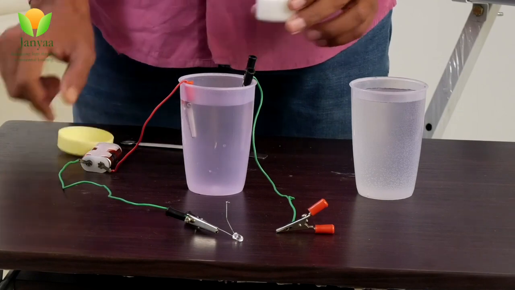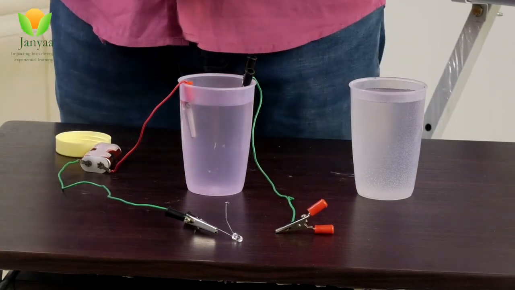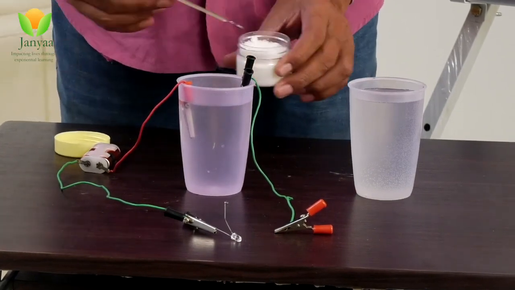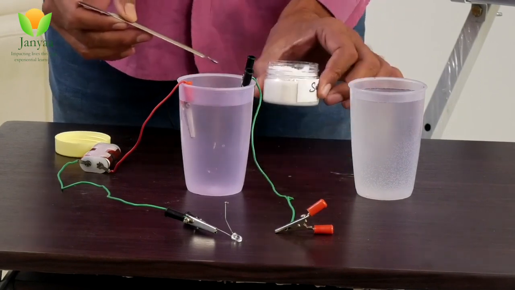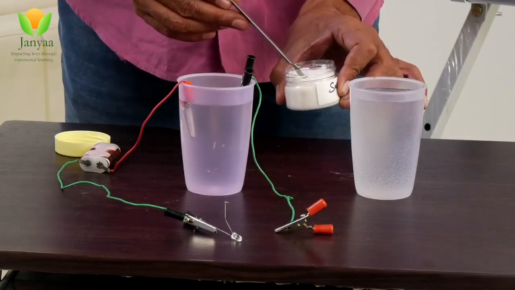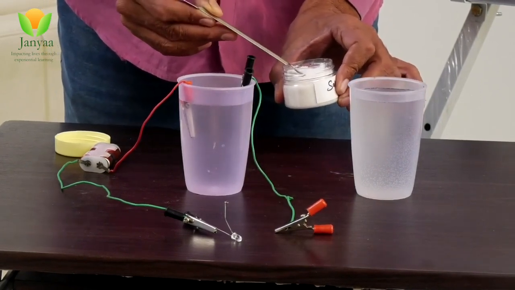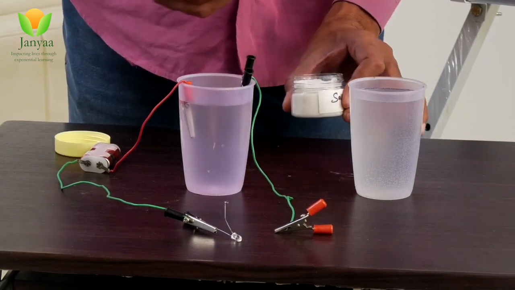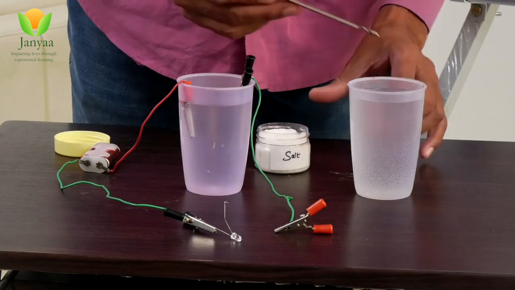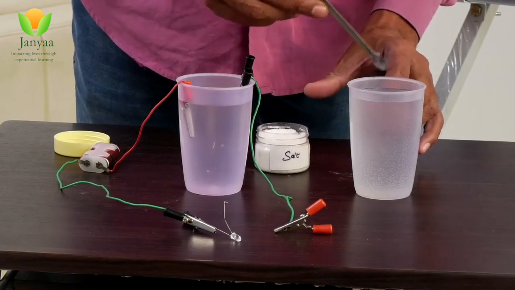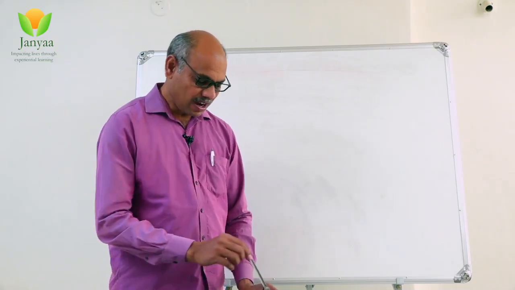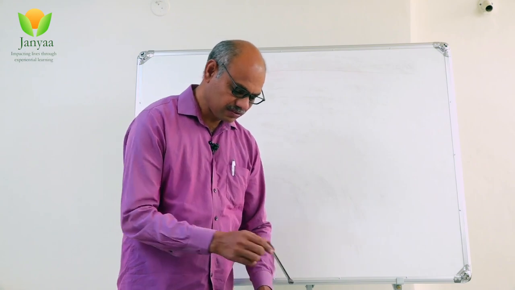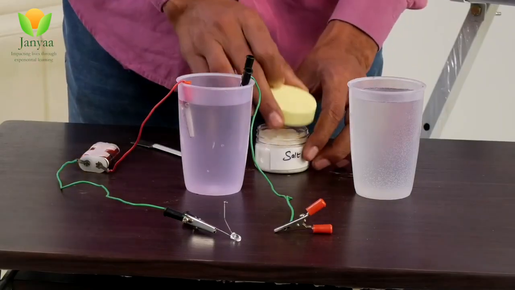Now let me add some salt to this water. I take a spatula and I have some salt with me. Just I mix some salt. You see, some grains, not much, a very little salt I am taking and just dissolving in this container. And just stir it. And now let us try to see.